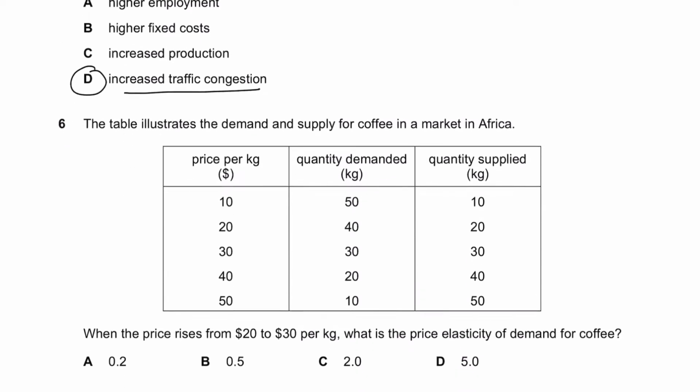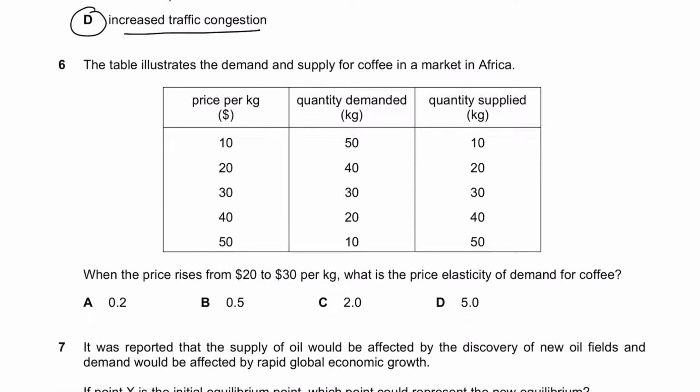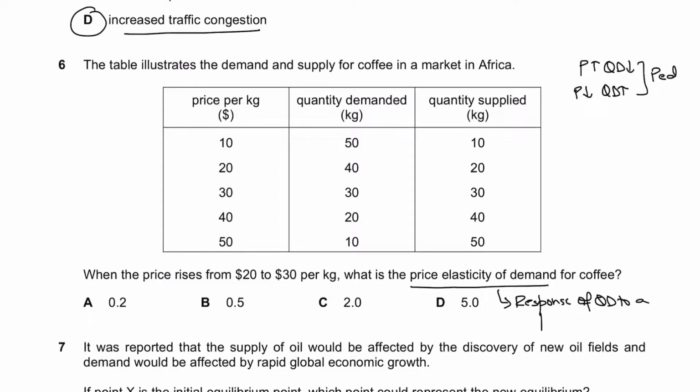Question number 6 says, the table illustrates the demand and supply for coffee in a market in Africa. When the price rises from 20 to 30, what is the price elasticity of demand? So price elasticity of demand tells you how quantity demanded will respond whenever the price changes. We know that whenever price rises, quantity demanded falls, and when price falls, quantity demanded rises. But by how much? That is given by the price elasticity of demand. So it's telling us the response of quantity demanded to a price change, right?